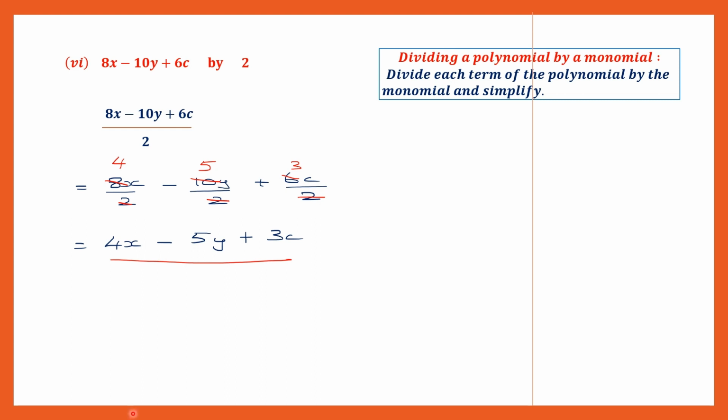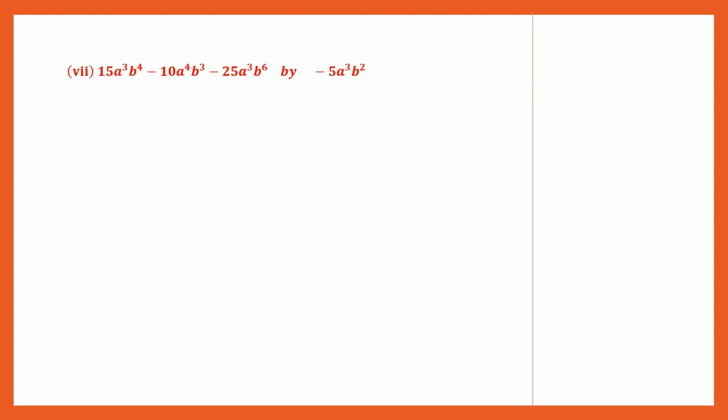So when you have division of a polynomial by a monomial, this is how you need to do. Take each term and divide it by the monomial separately and then get your final answer. Simplify by cancelling and then you get your final answer.